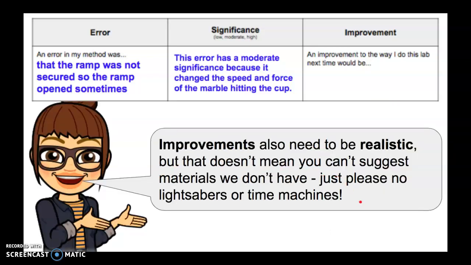So improvements also need to be realistic, but that doesn't mean you can't suggest materials we don't have. Just please don't suggest things like lightsabers and time machines. I could suggest that we make a ramp out of metal so that it can't fold up. That would be an improvement that would be realistic, but we just don't have those materials yet.